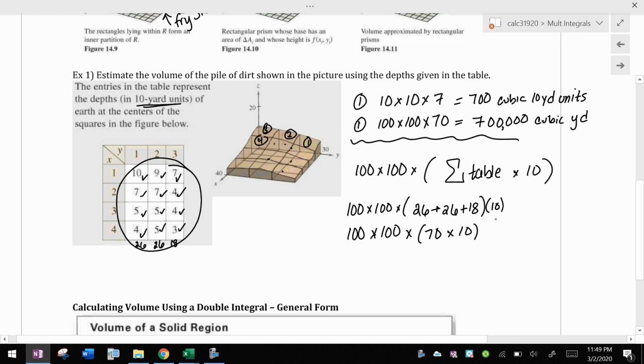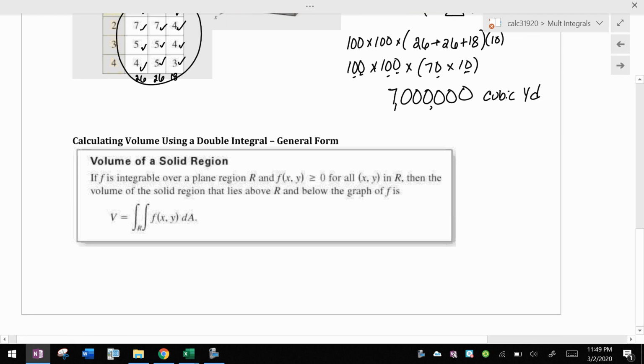And look at that, we got another 7. That's a coincidence. So I have 7 with 6 zeros now. So that is 7 million cubic yards. So much dirt, an insane amount of dirt. But there you go. If you want to find volume, you can do length times width times height to get volume, which leads us to the volume formula using a double integral.